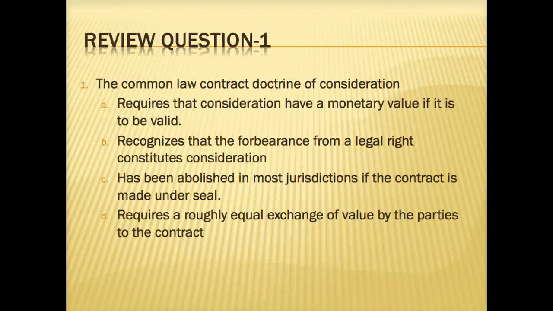So let's see how you do on answering this question. The common law contract doctrine of consideration, A, requires that consideration have a monetary value if it is to be valid. B, recognizes that forbearance from a legal right constitutes consideration. C, has been abolished in most jurisdictions if the contract is made under seal. And D, requires a roughly equal exchange of value by the parties to the contract. So, think about it. What is the correct answer here? Pause the video, think about it.